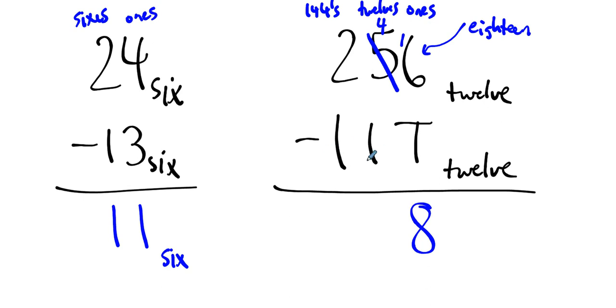Then the rest of the subtraction goes the way it should. 4 minus 1 is 3. 2 minus 1 is 1. We have one group of 144, 3 sticks of 12, and 8 1s left over. And that's your answer, base 12.